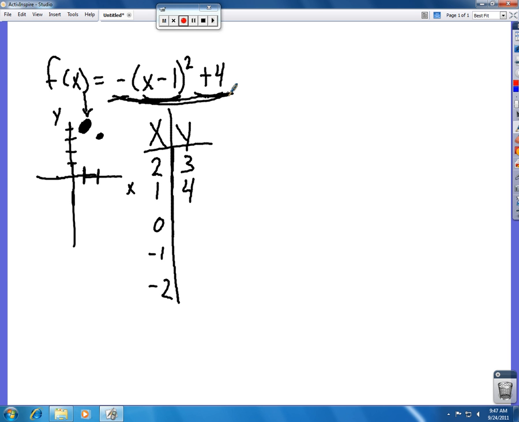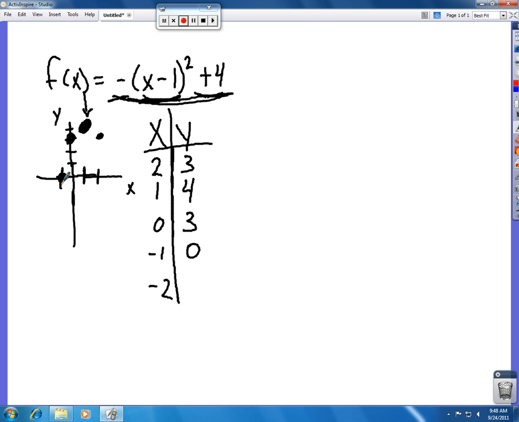Let's look at 0. 0 minus 1, that's going to be negative 1. Negative 1 squared is 1, but we still have that negative out front of the parentheses, so it's going to be negative 1. Negative 1 plus 4 is 3, so we got 0, 3. It's going to be right here. Again, plug in negative 1. Negative 1 minus 1, that's going to give you negative 2. Negative 2 squared, that's going to be 4. Again, you have your negative outside the parentheses, so that's going to make it a negative 4. Negative 4 plus 4 is 0. So at negative 1, we're sitting at 0.